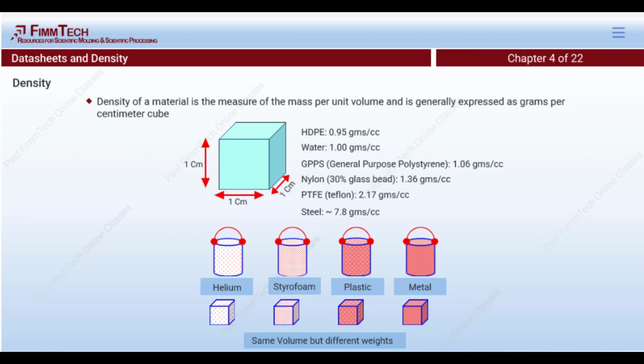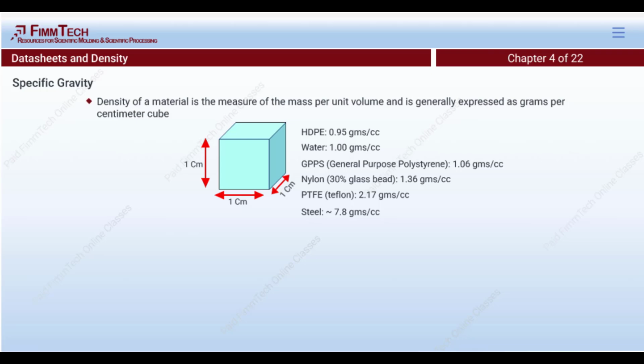So density is how close the molecules are packed together. The closer the molecules are, the more arranged the molecules are, the more packed they are, and therefore higher is the density, and therefore the weight increases.